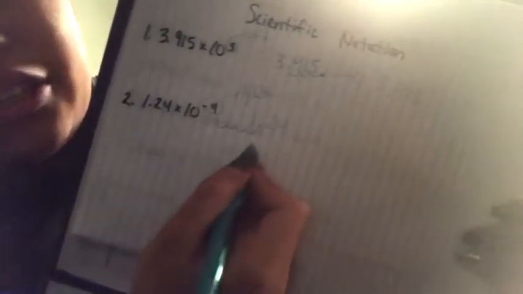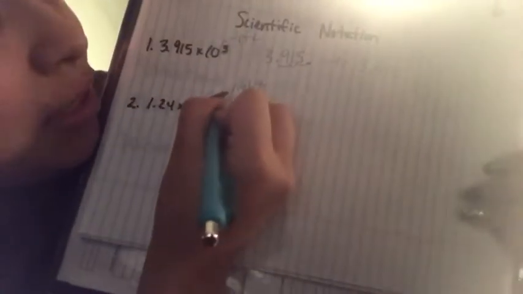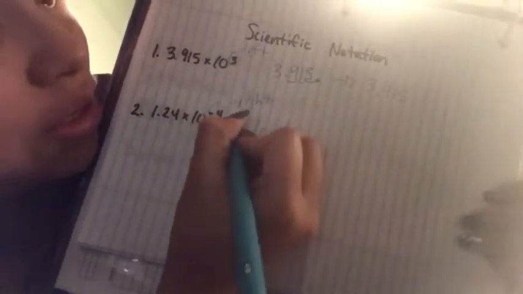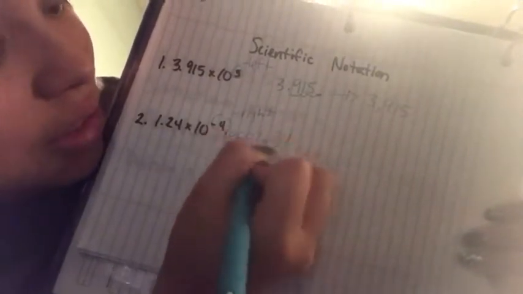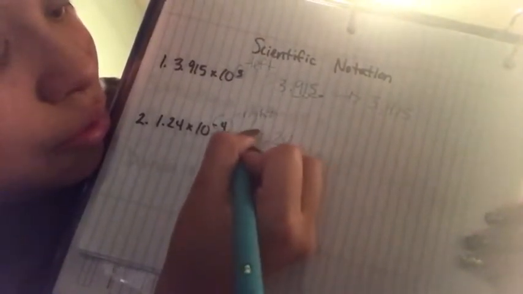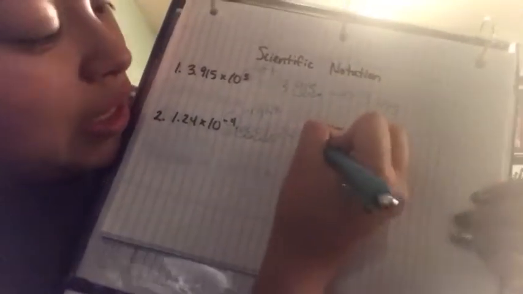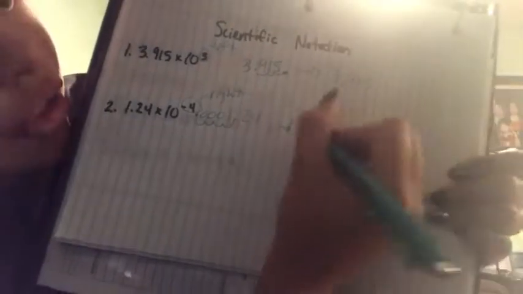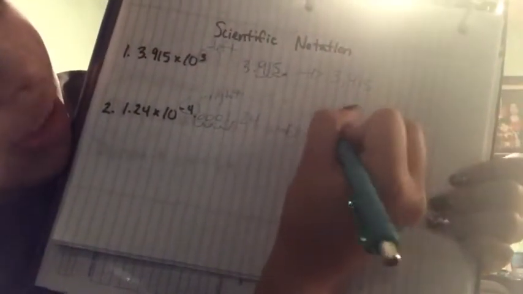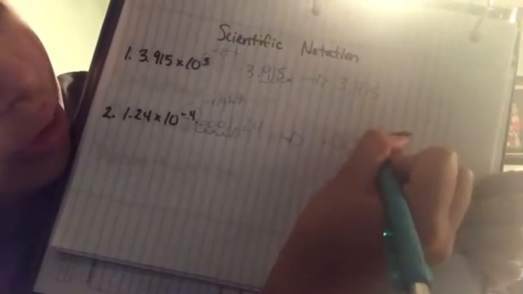So as you can see, there's nothing there, but we will be putting a decimal point right on top of there. And then we will be filling in the spaces. So 1, 2, 3, 4. So in the end, that number right there turns out to be 0.000124, like that.